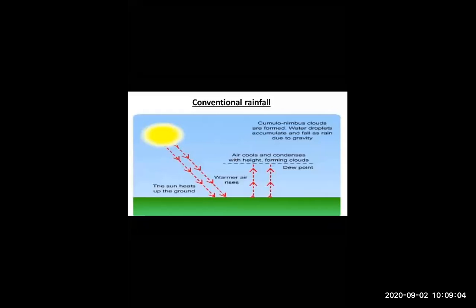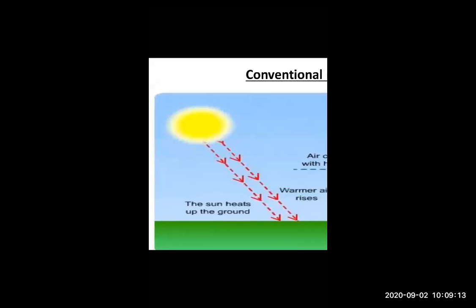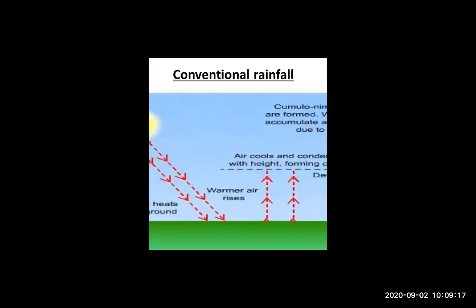Just look over there. Convectional rainfall. Now, what is meant by convectional rainfall? There is a chart over there. I will give you all the meanings of each and everything when 10 minutes are remaining, okay?